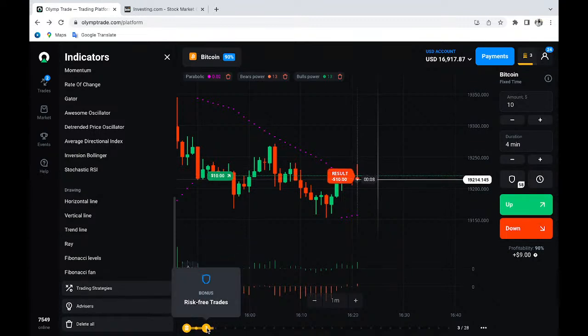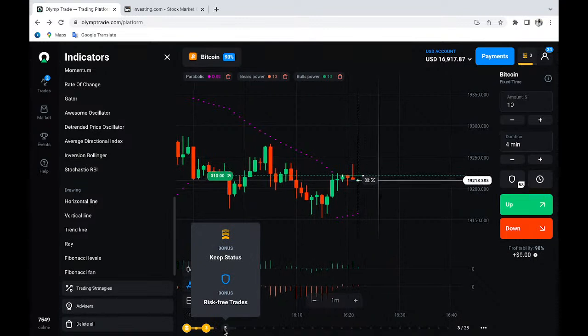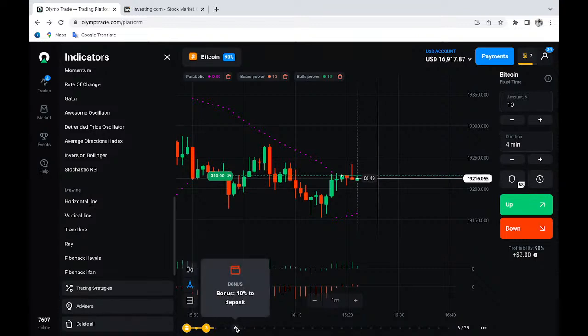Then third, after each and every level, you will get different risk-free trades. Again on fourth, you will get some kind of 40% deposit. Fifth, same, you will get a chance to keep your expert status for 30 days more. You will get risk-free trades as well, and again a bonus.